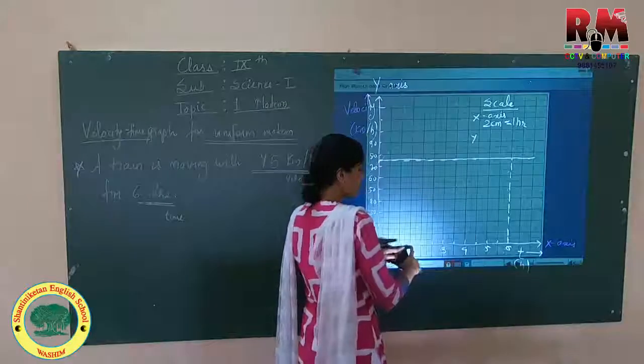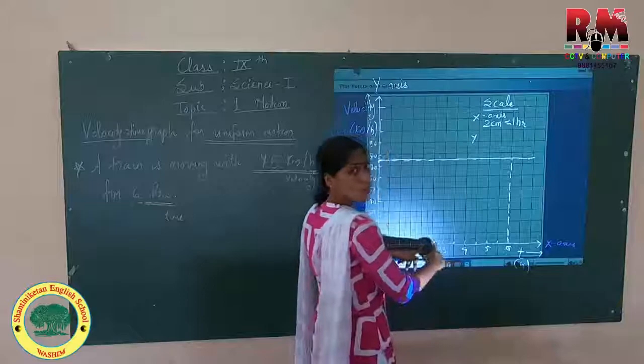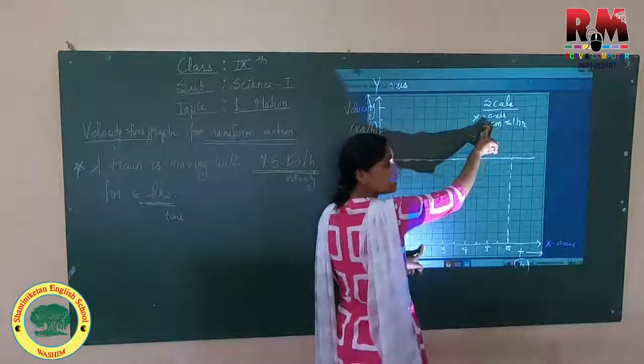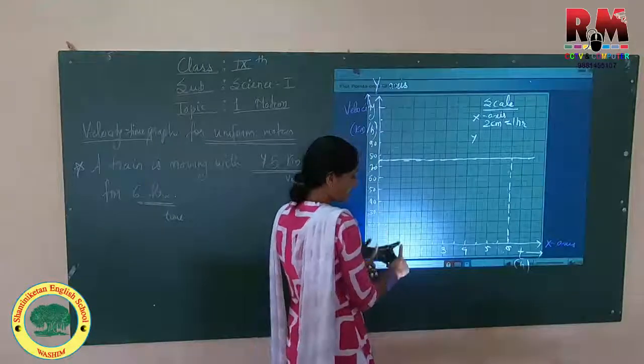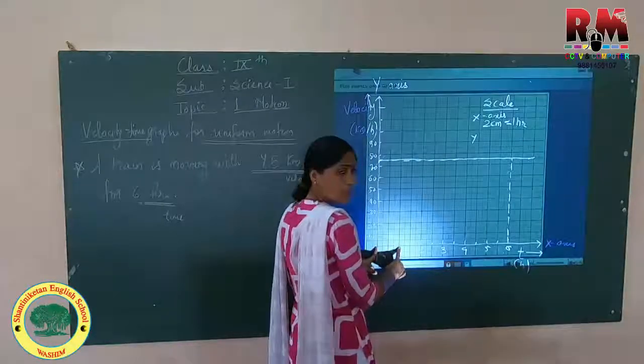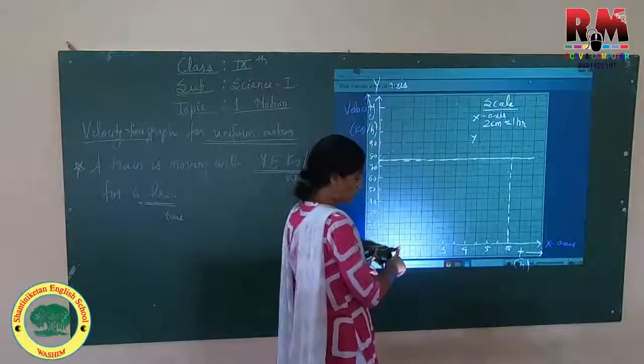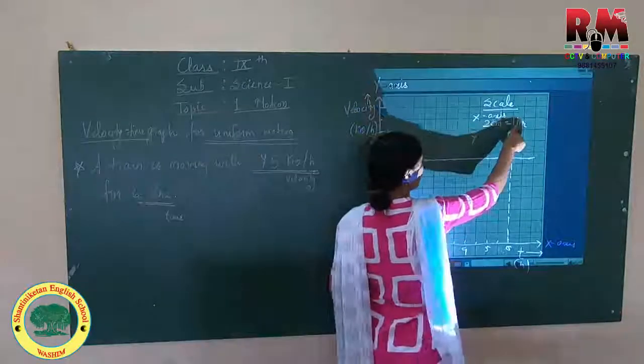Here we have two boxes, and two boxes means 2 centimeter. If we were using one box, you would take 1 centimeter. But here we have taken two boxes, and one box is 1 centimeter, hence 2 boxes will be 2 centimeter. 2 centimeter is equal to 1 hour.